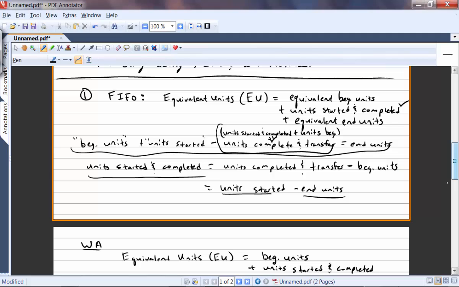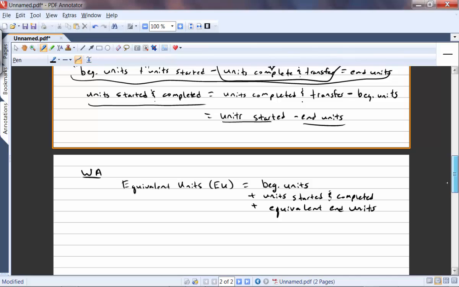You wrote this earlier. But to be consistent and make it look as similar to FIFO as possible, I'm going to write it like this.